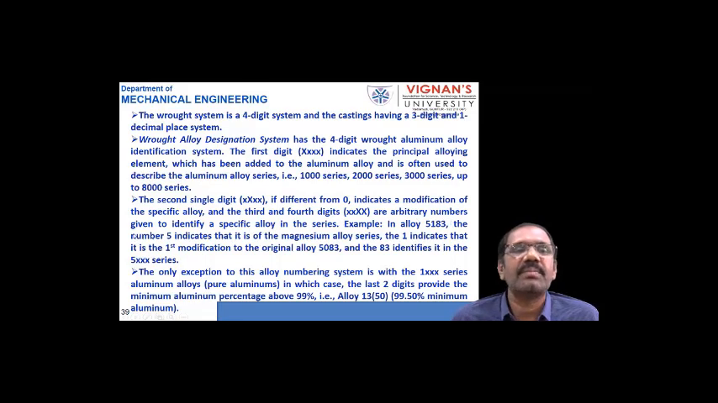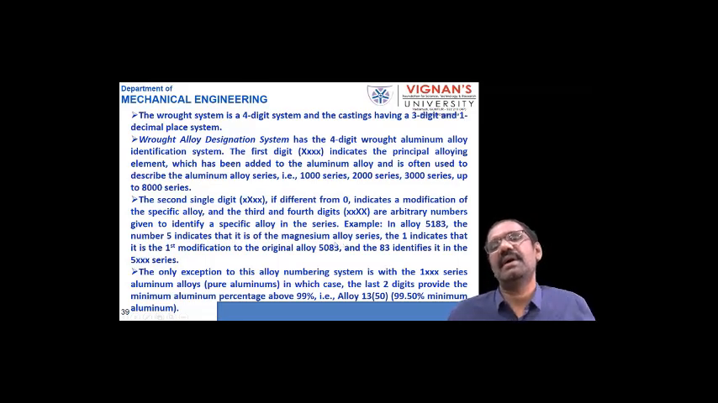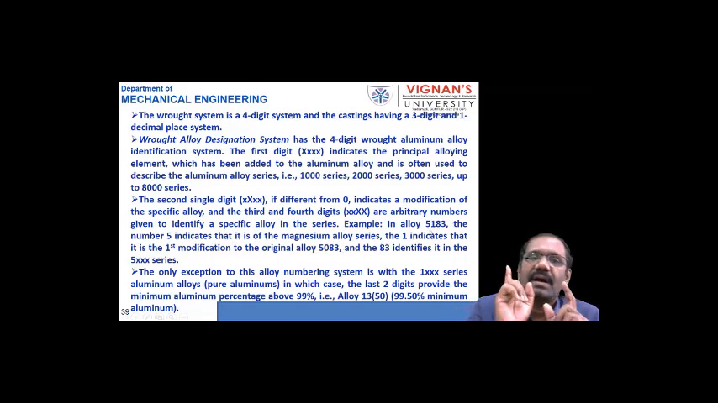They are arbitrary numbers given to identify a specific alloy in that series. For example, 5 indicates that magnesium is added, and 1 indicates that it was modified once. 83 represents, for supposing, a 5-1 series, let us assume 100 alloys.